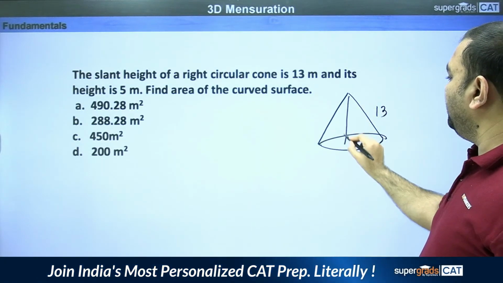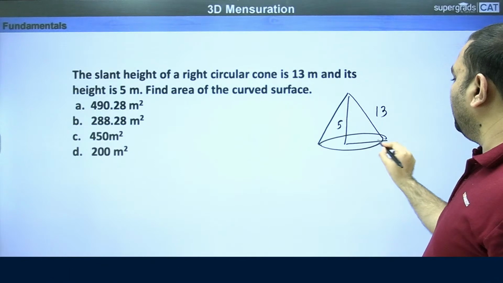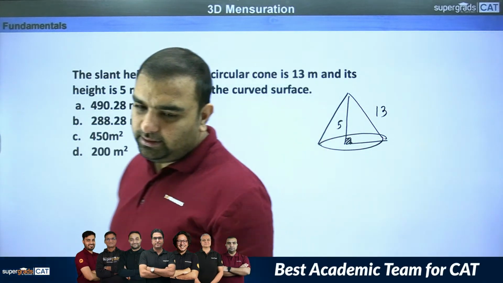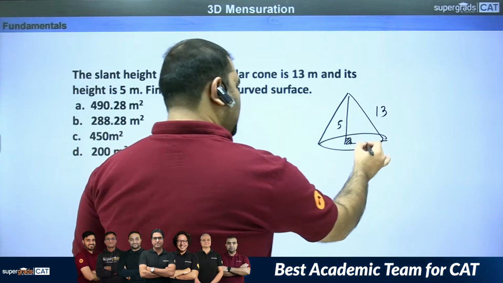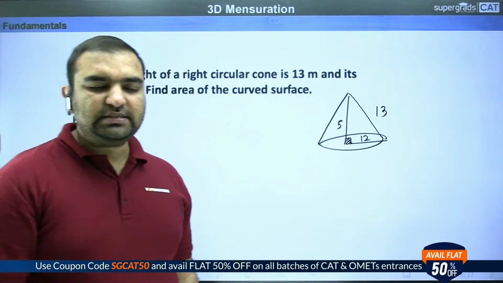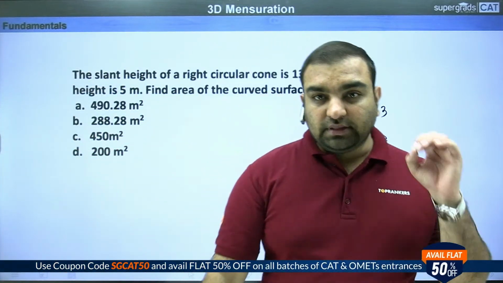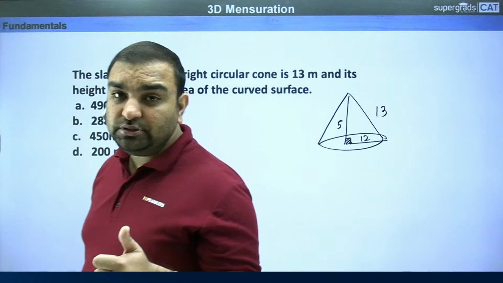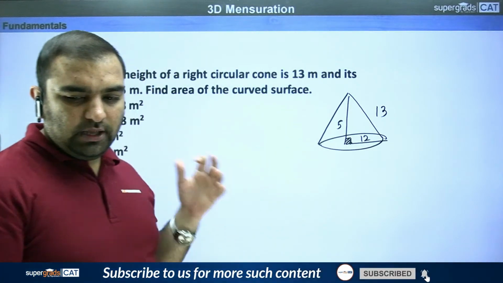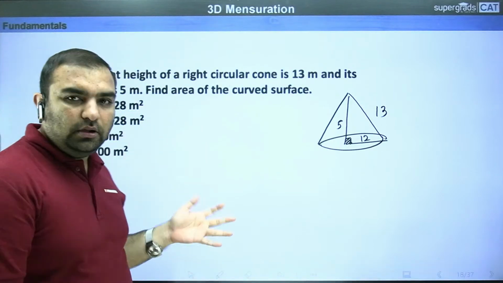Height is 5. Right angle triangle. 5 और 13 को देखकर किसकी याद आती है? 12. Why? 5, 12, 13 is a triplet. 5, 12, 13 are the three sides of the right angle triangle, where 13 is necessarily the hypotenuse. Where 13 is necessarily the hypotenuse, 5 and 12 can be either perpendicular or base.